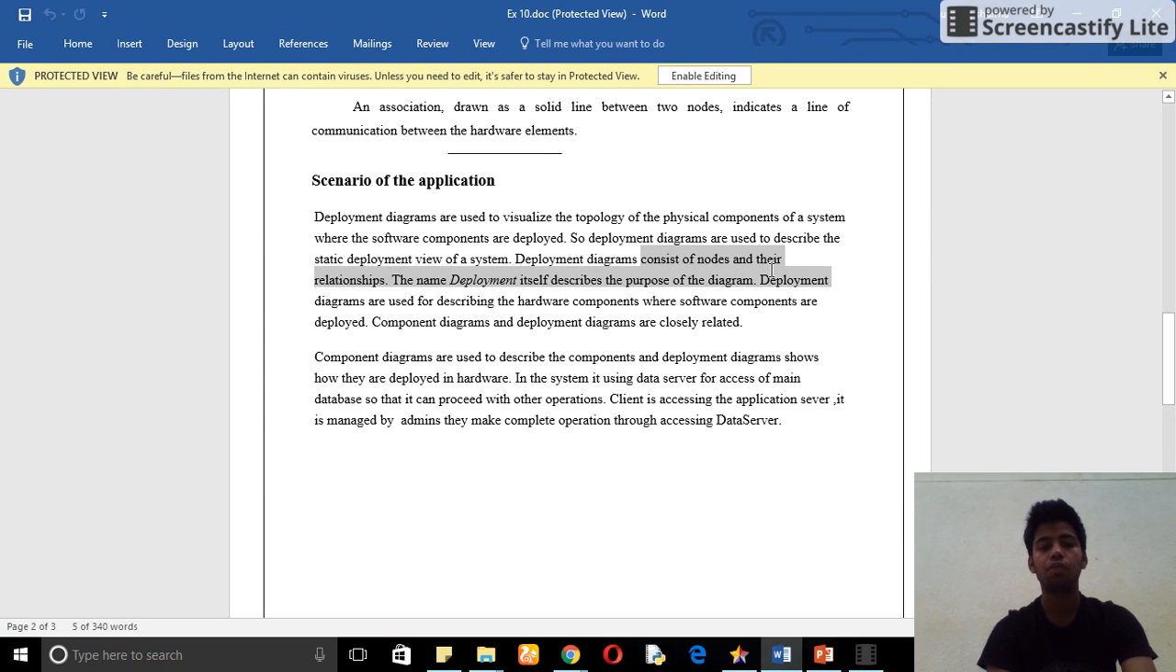A deployment diagram consists of nodes, their relations, and the deployment itself. Describe the purpose of the diagram. Deployment diagrams are used to describe the hardware components where software components are deployed. The component diagram and deployment diagram are closely related. The component diagram is used to describe the components.